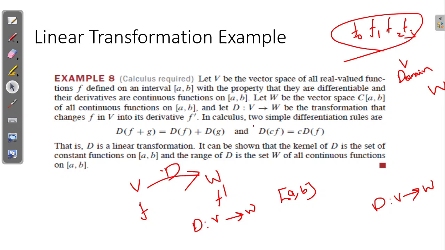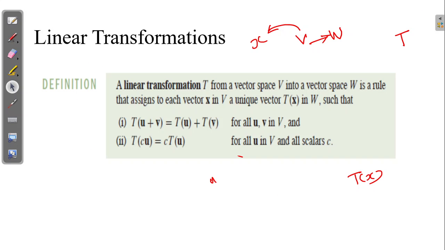In calculus, we have two simple differential rules. So let me examine whether this is a linear transformation or not. That is my problem. For a linear transformation, T of u plus v equals T of u plus T of v, and T of cu equals c into T of u, where c is an arbitrary scalar.